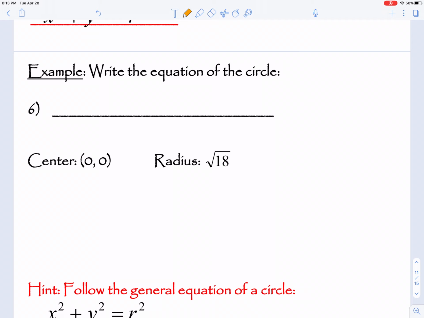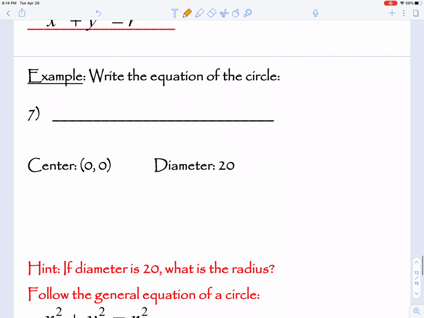And here, center 0, 0, giving us x squared plus y squared equals the radius squared. If I take the square root of 18 squared, the radius squared, that gives you 18. Anytime you square a radical, you get the number underneath it. So that's just going to be 18.